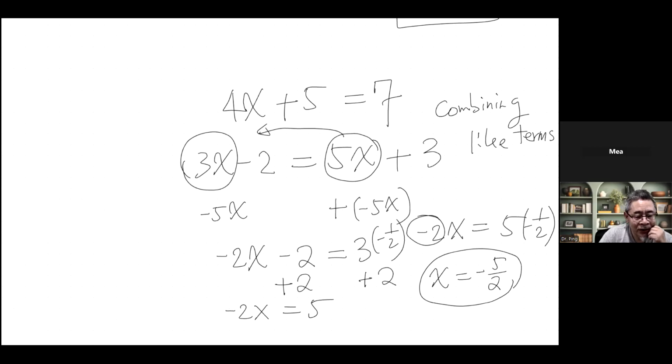Okay. And so we're going to look at, or sometimes we have to, I'll just give you 4x plus 7 equals 7x minus 3. Okay.